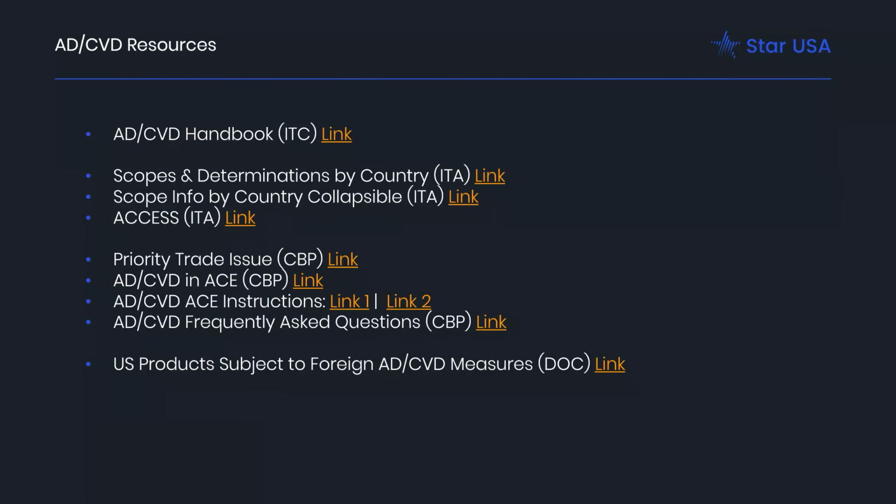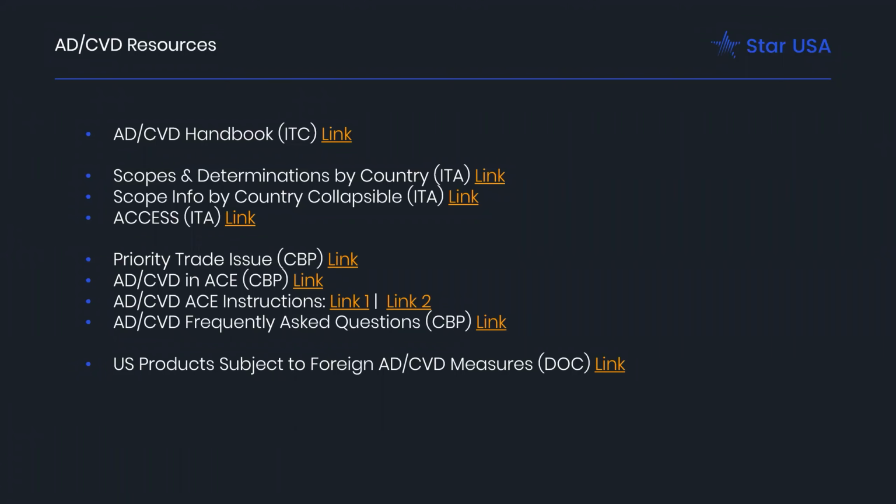Here are some resources. The links will be on the slides when they come out. There's a handbook by the ITC, it really goes over the investigation process. So it's not super helpful from an importer perspective, but it is from a domestic industry perspective. Then there are multiple spaces where you can get scope information by country from the ITA, and a link to access, which you can sign up for an account with. It's free, it's simple, where you can view all of the documents about a specific case and you can kind of track it.